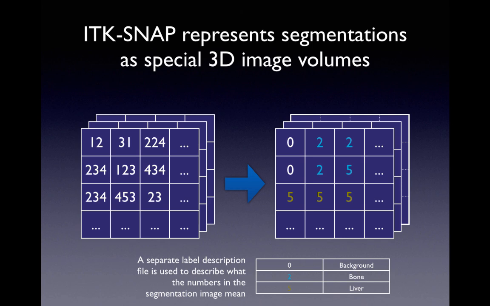So of course, in order to be able to interpret this data, you need an additional piece of information, which is what these labels map to in anatomical terms. So there's a separate file, which we call a label description file, that describes how the numbers here, 0, 2, and 5, map to anatomical structures. So 0 is always going to be background, but then this file is going to specify that 2 corresponds to bone, and 5 corresponds to liver, and so on and so forth.